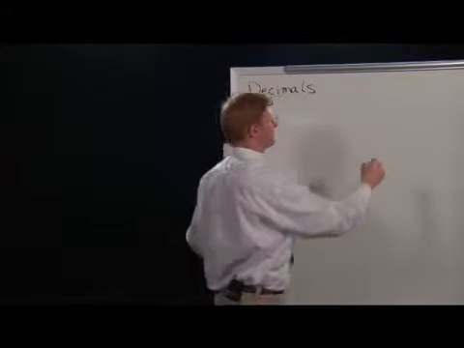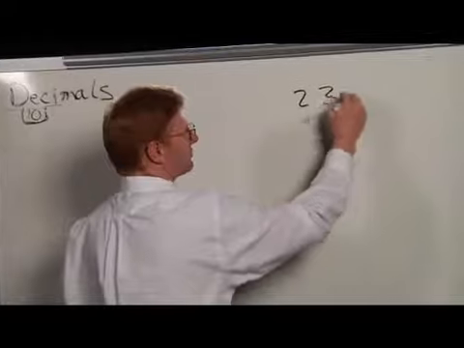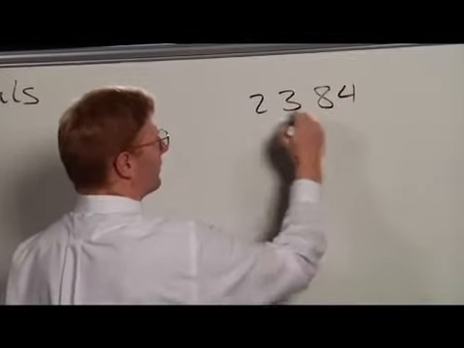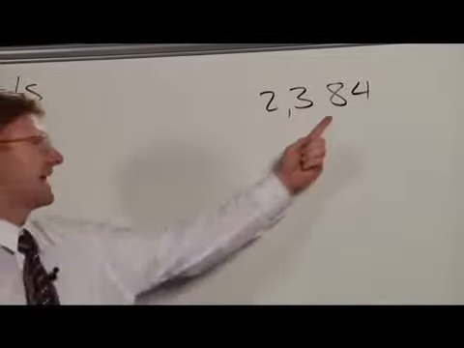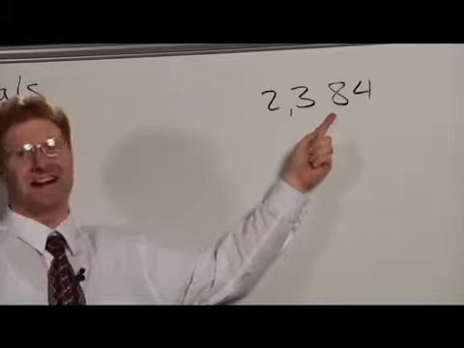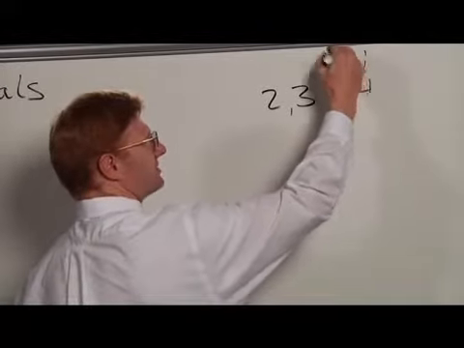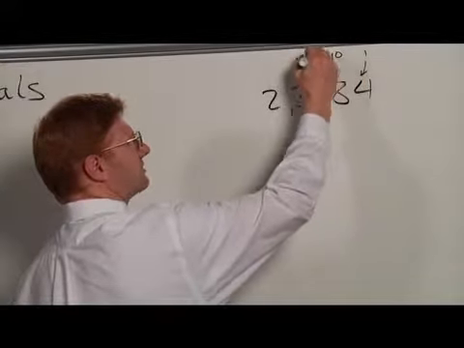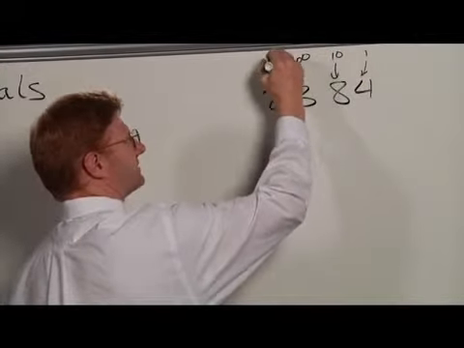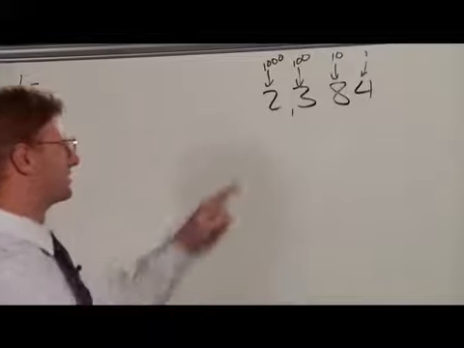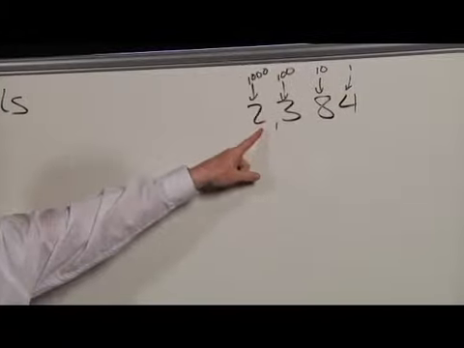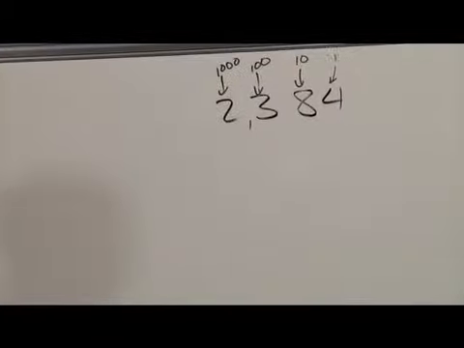Now you guys are used to numbers like 2,384. You'll notice this 8, because of where it is, is not an 8. You guys have learned these positions. There's the ones position, there's the tens, there's the hundreds. There's the thousands. So really this 2 doesn't represent 2, it represents 2 thousands because it's that big.